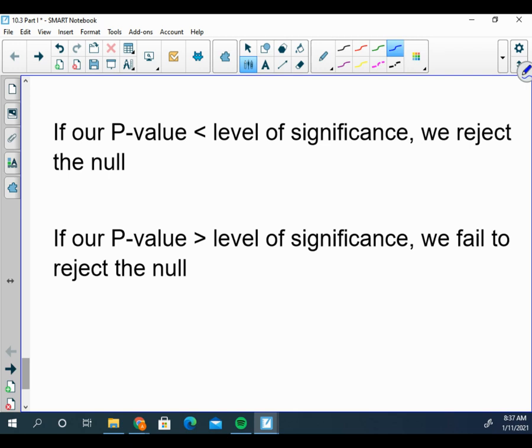So if your p-value is less than the level of significance, you're rejecting the null. Think about the example above. 2.6% is less than 5%, we reject the null. If your p-value is greater than the level of significance, you're going to fail to reject the null. 2.6% is bigger than 1%, so you fail to reject the null.